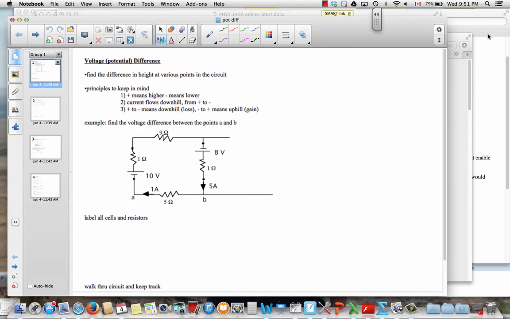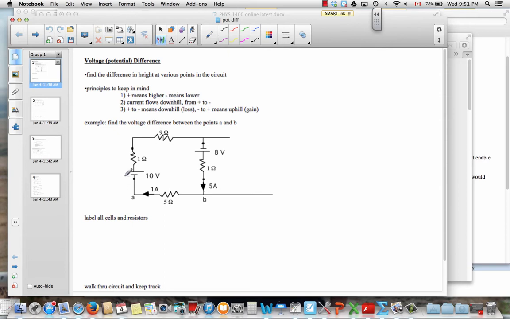So we're going to use Kirchhoff's principles in a couple of applications here. First of all, we're going to find the voltage difference between any 2 points in a circuit. Now, a couple of things to keep in mind. We'll use plus to stand for higher voltage or higher potential, and minus for lower.